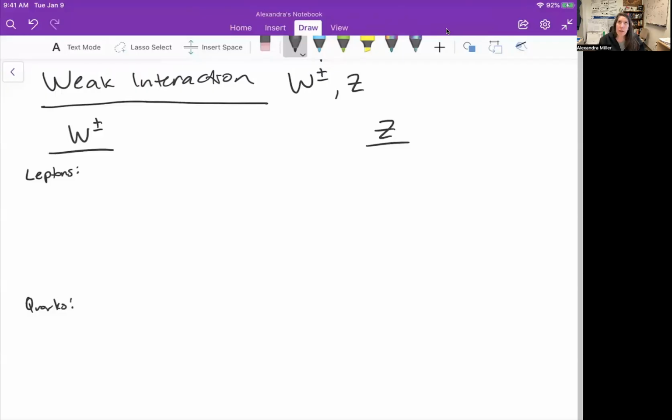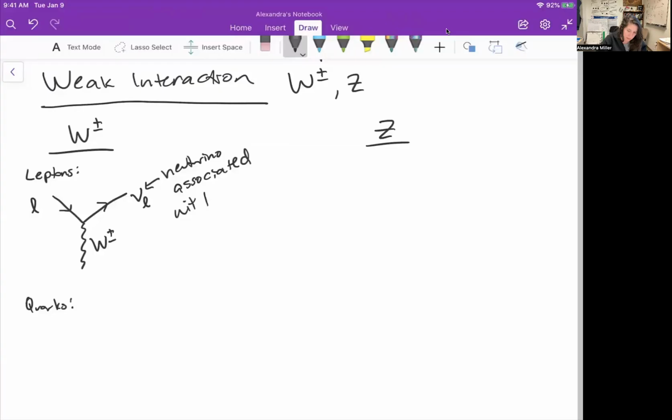So because the W plus minus carries charge with it, 1 unit of charge in particular, then that means by definition, the flavor of the particle must change because charge needs to be conserved. So for instance, if I have a lepton coming in, which I'll write as L, and it's interacting with W plus or minus, then this must be a neutrino that's coming out. And so what's happening is the charge from this lepton is being transferred to the W plus or minus, and then the neutrino that is going out. And notice I put sort of a sub L on my neutrino because this is specifically the neutrino associated with the initial lepton.